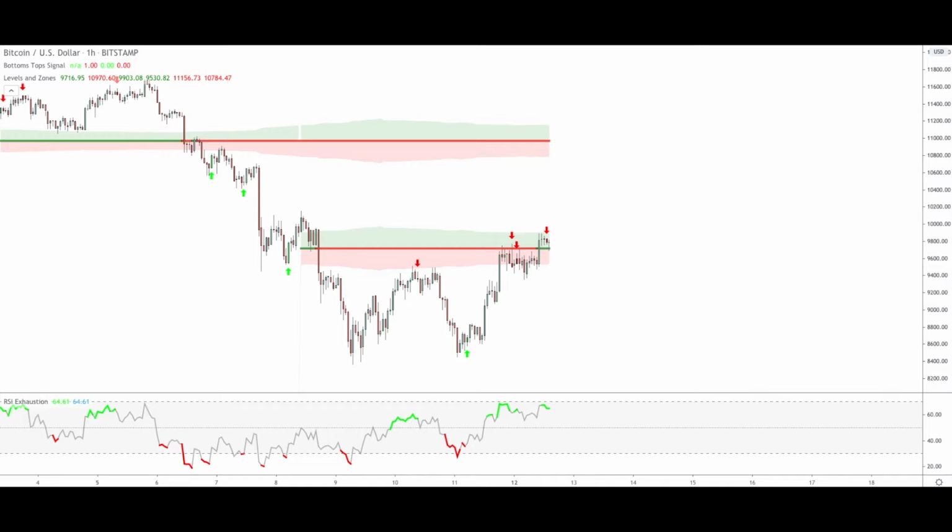where we analyze the market the minimalist way. So by keeping it simple, by making a simple and clear analysis, by using simple and clear indicators. Today I'm on crypto and I'm using three indicators: the bottom stop signal, the levels and zones, and the RSI Exhaustion. Today I want to make a slightly more speculative trade.